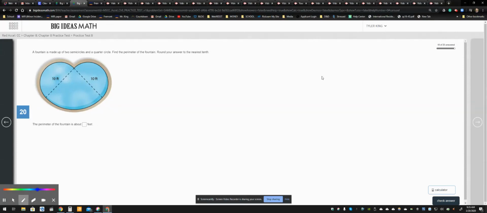Okay, so taking a look at this, we're looking at this fountain. The fountain is made up of two semicircles and one quarter circle. Find the perimeter of the fountain. Round your answer to the nearest tenth.